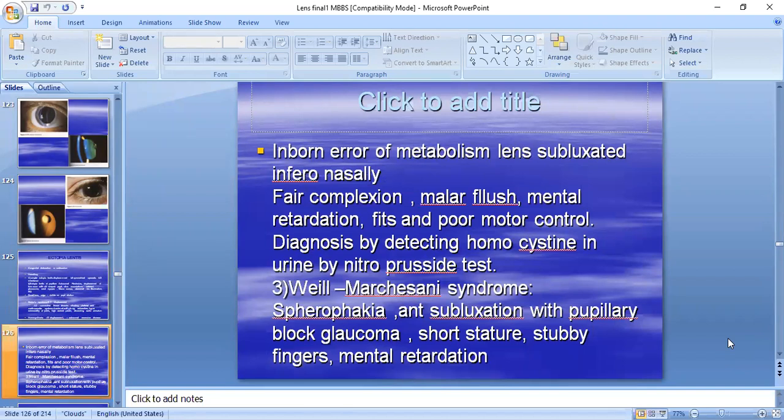And Weill-Marchesani syndrome is another syndrome which occurs with displacement of the lens. Here the lens is spherophakic. The lens is spherical in shape, and anterior subluxation with pupillary block glaucoma can occur in these cases. The individuals with Weill-Marchesani syndrome will be of short stature, with stubby fingers, and there will be mental retardation.